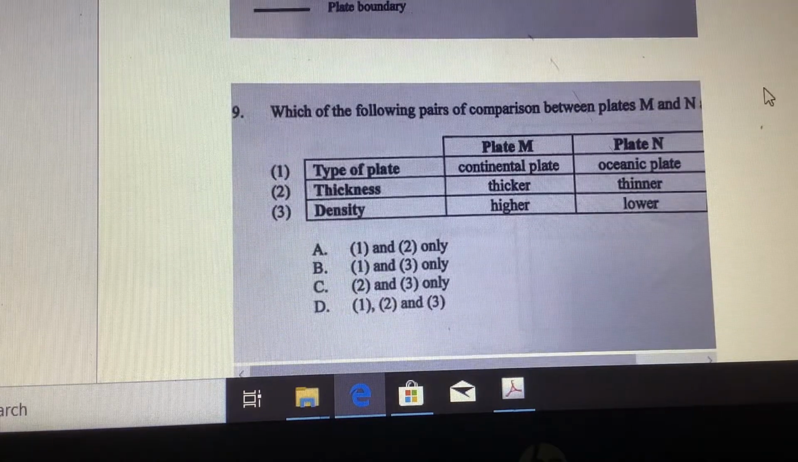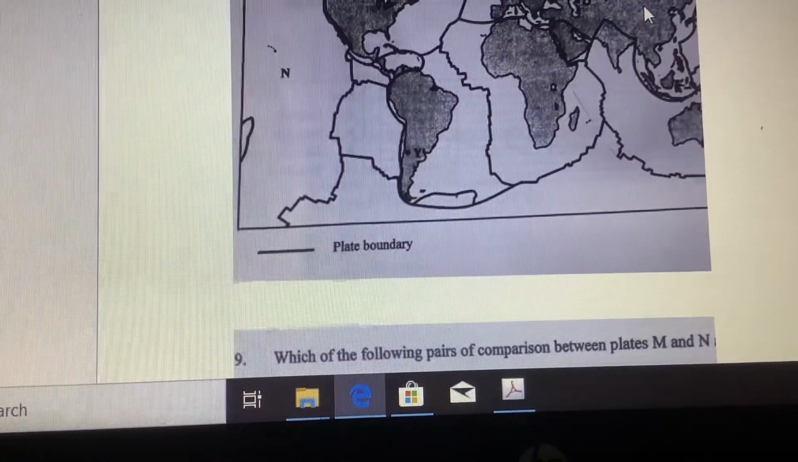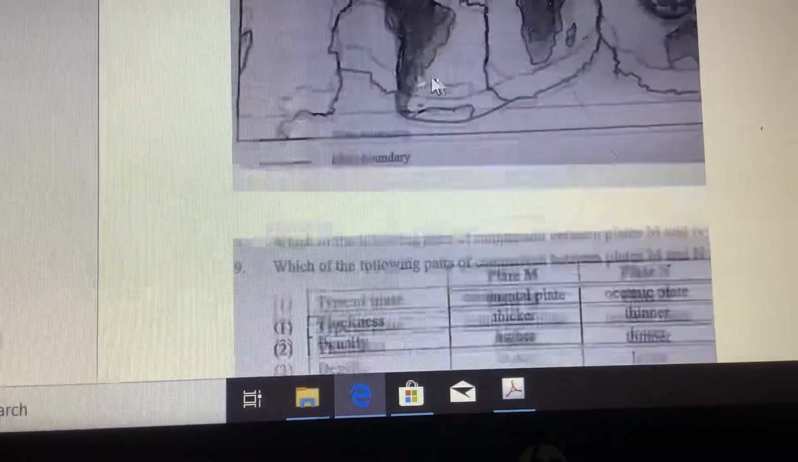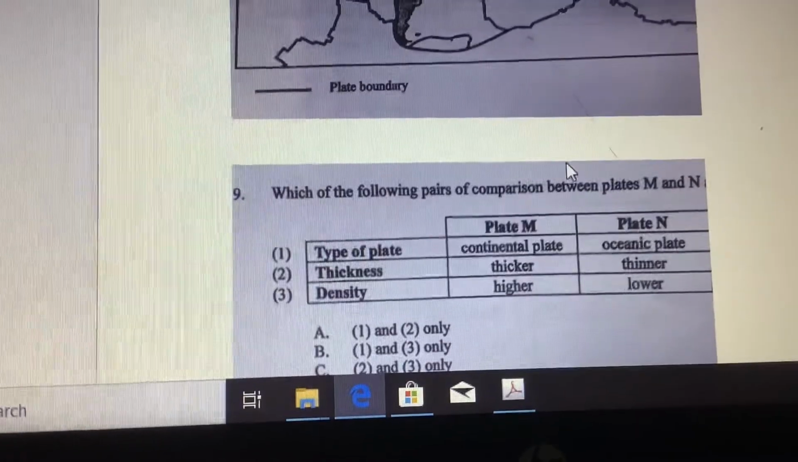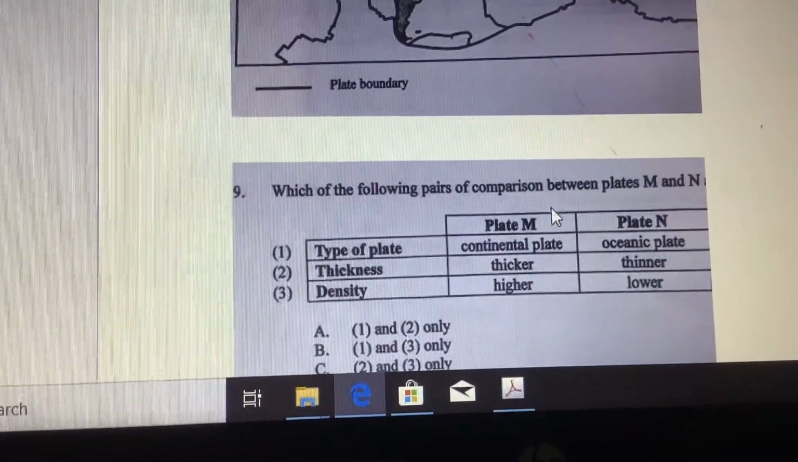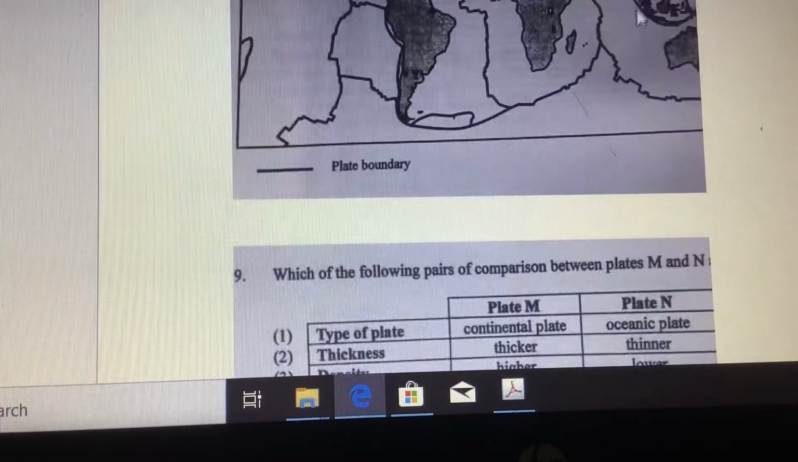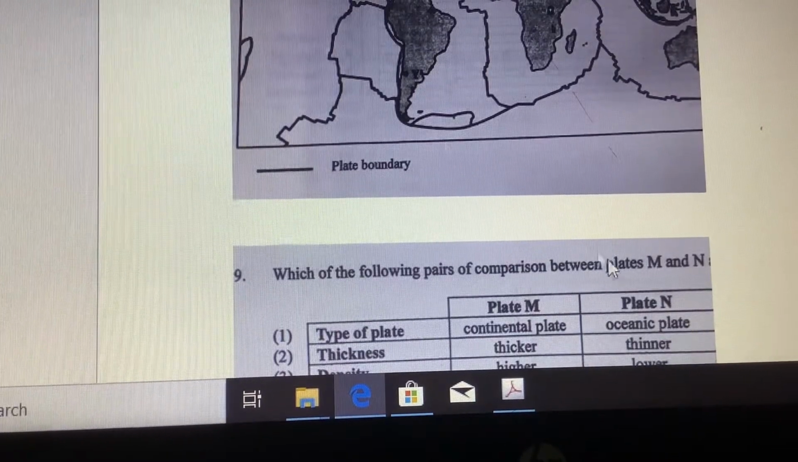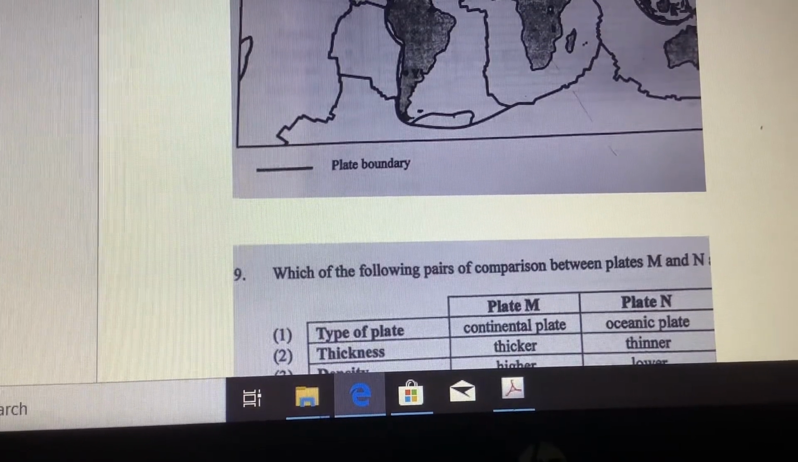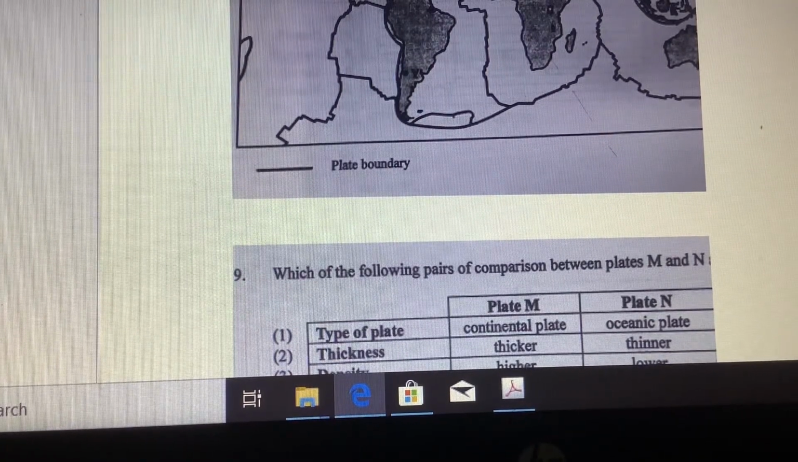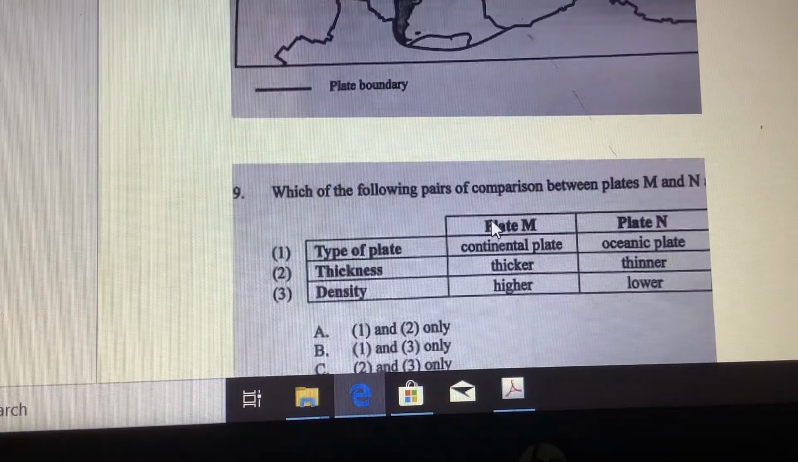So right here, you can see M is talking about the Eurasian plate again, and N is talking about the Pacific plate again. No other plates can appear in the DSE question, I think. M continental plate, is it? Yes. N oceanic plate, is it? Yes. M is thicker, as I've said before. Less dense thing, thicker. Denser thing, thinner. So number 2 is also correct.